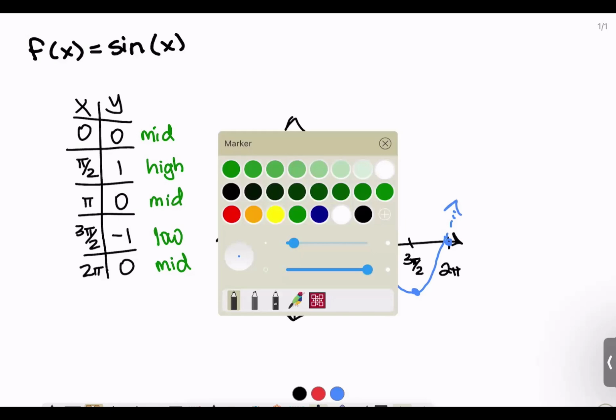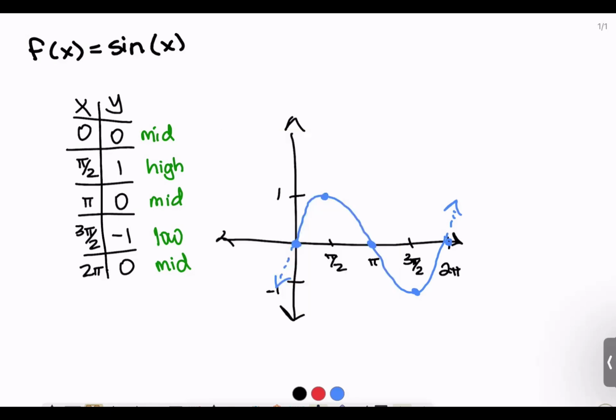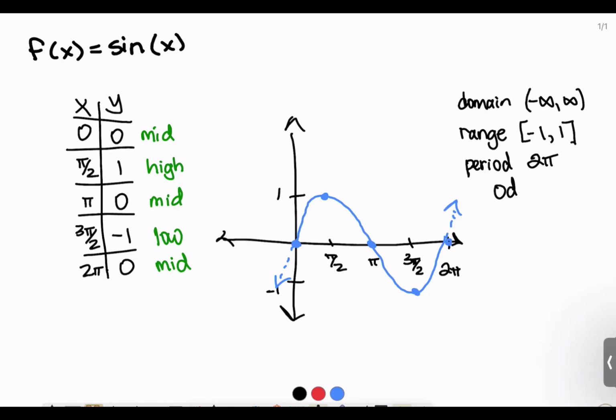So some key features here that you want to know about the sine function. We talked about the domain, it's all numbers. The range only goes from -1 to +1, including -1 and +1. So that's why I'm using brackets. It takes 2 pi to complete one full period. This function, we talked about even and odd earlier. This one is odd. And now that we have the graph, you can start to see the symmetry.